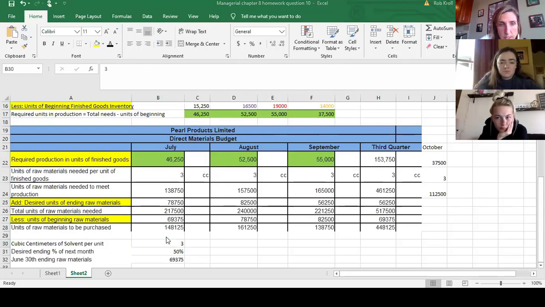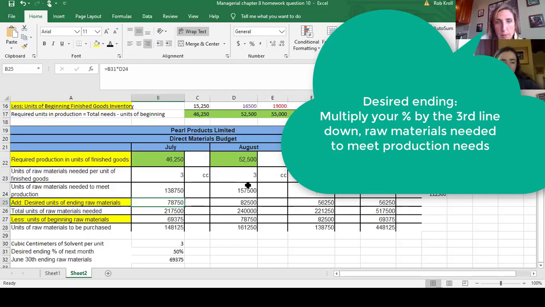Is yours 3 centimeters or is it 2, and then what is your percent of next month? So mine said 50% on my problem. It said they want to get a jump on next month. And remember, we take that 50% and we multiply it by, if I look at this, or can you see the formula at the top where it says B31 times D24? Okay. It is taking the 50% down here and it's multiplying it by next month.